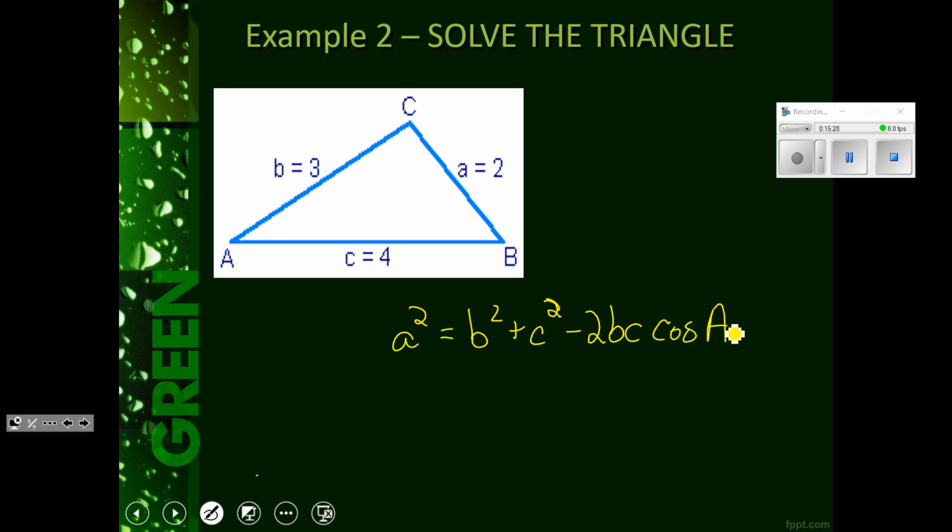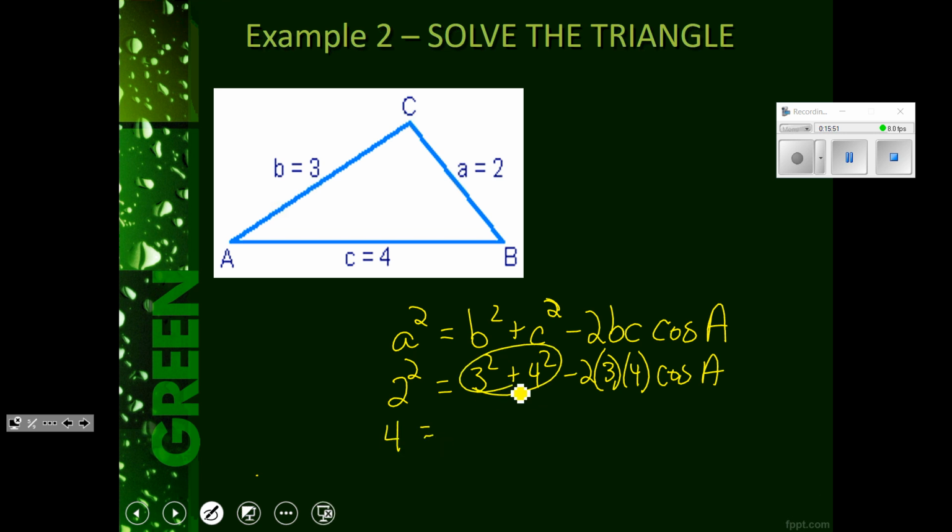Okay, so 2 squared equals 3 squared plus 4 squared minus 2 times 3 times 4 times the cosine of A. Go ahead and square everything. So 4 equals, I'm going to square and add those. What do you get? 25. Minus, I'm going to go ahead and multiply those. You get 24 times the cosine of A.